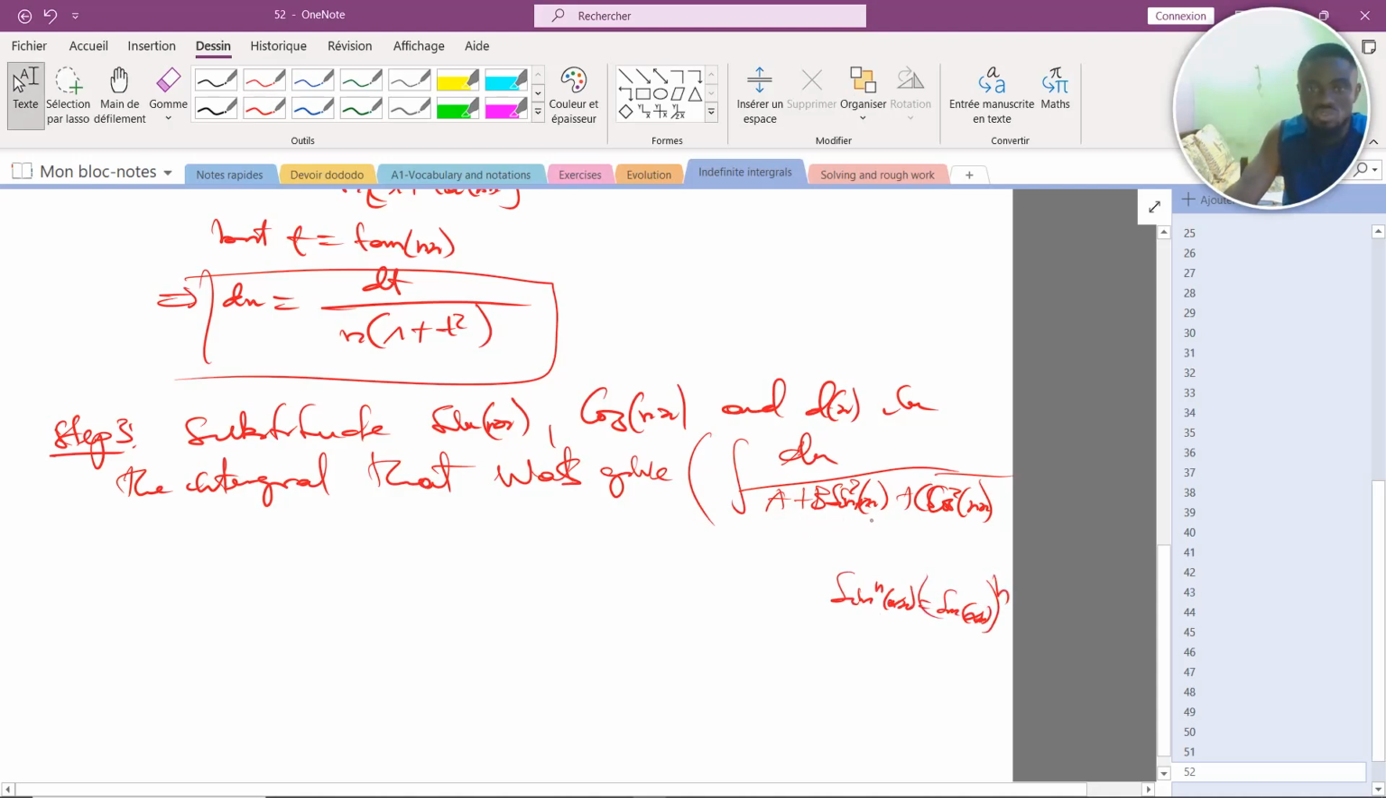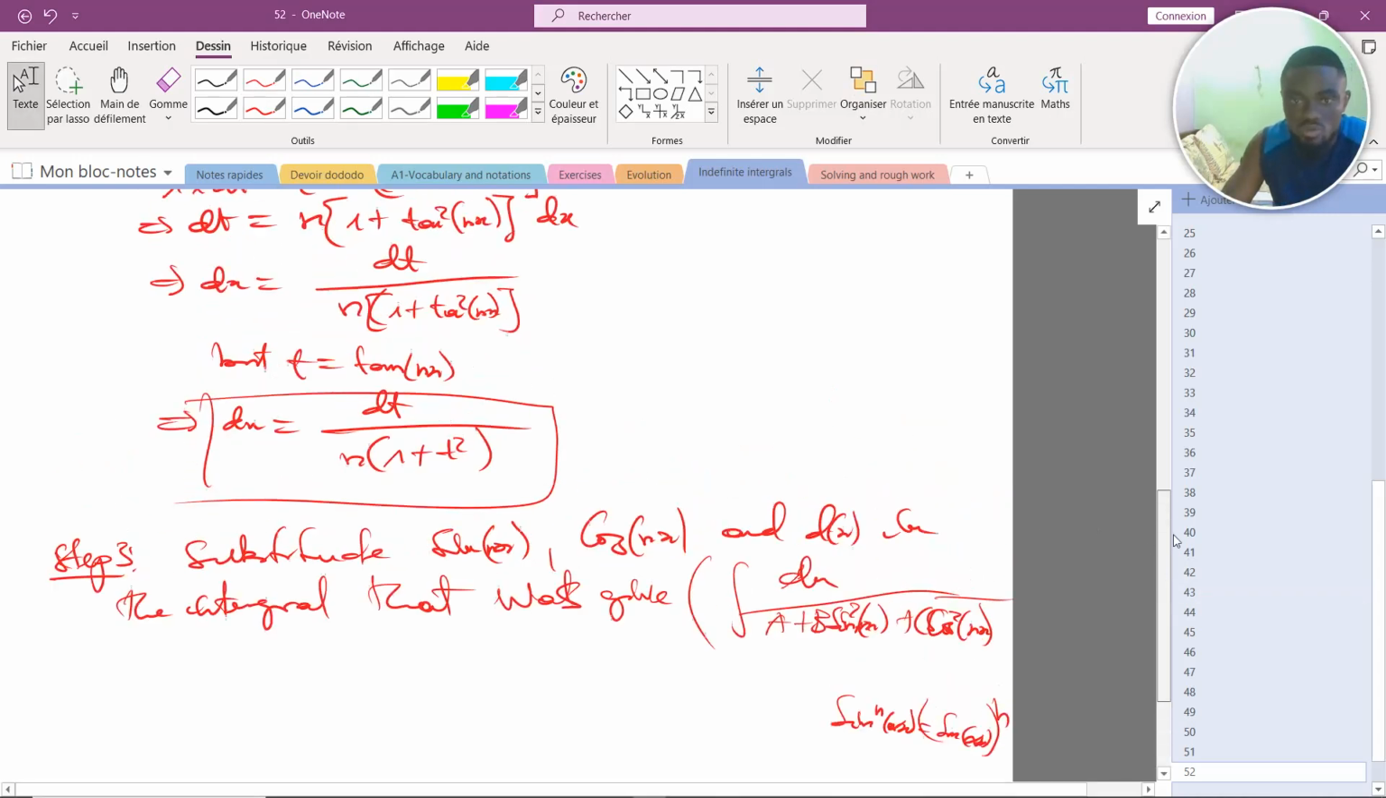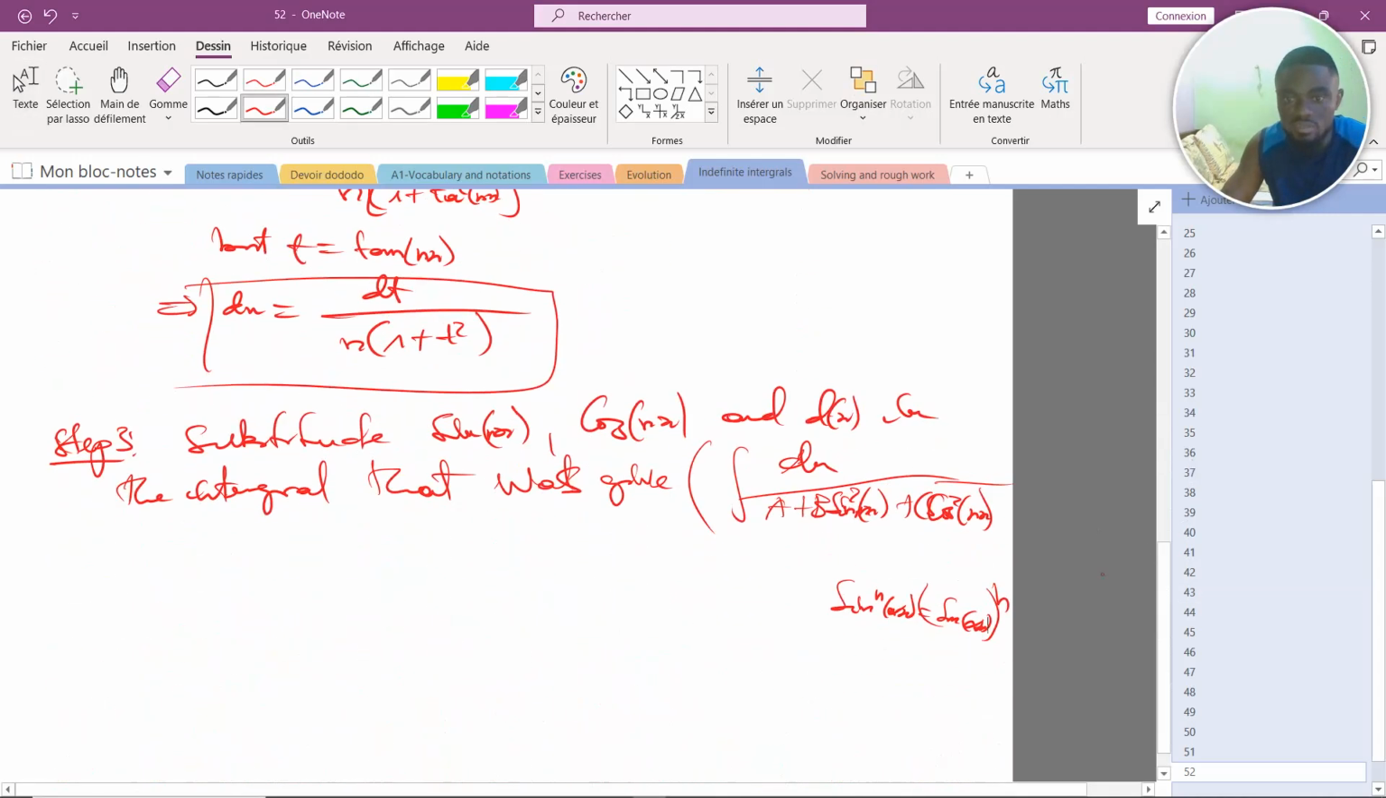So you substitute it here. You will take the value of sine nx and substitute here, take the value of cos nx and substitute it here, and you take the value of dx and substitute it here. You will have an expression that you will simplify, and the resulting expression, you are going to integrate it. So substitute sine nx, cos nx, dx in the integral that was given, and integrate it.